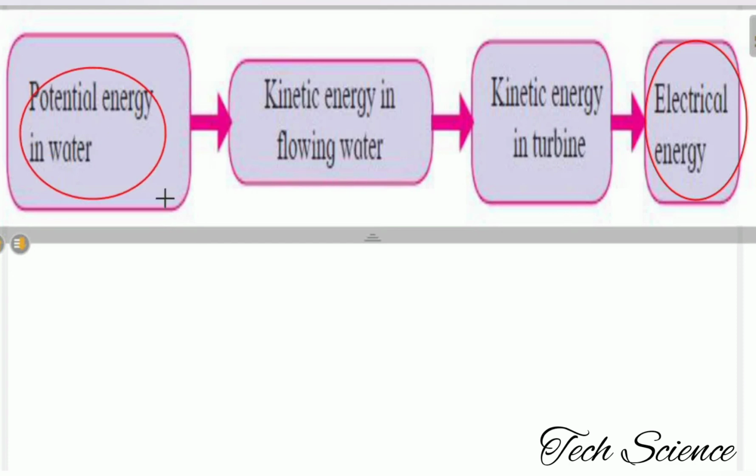So finally, the potential energy stored in the water at the back side of the dam, when it starts to move, gets converted to kinetic energy, and this kinetic energy of the flowing water in turn drives the turbine, which ultimately rotates the generator, and finally you get the electricity. So this is the energy transformation flowchart for the hydroelectric power station.